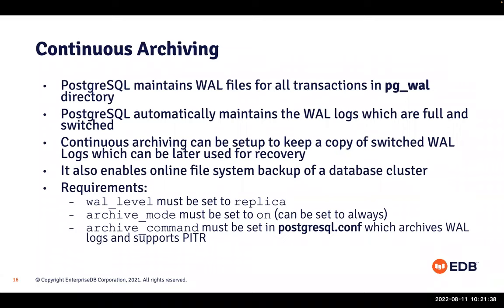This is the parameter which I have shown: wal_level should be replica, which will take your WAL replica copy. Then we have another, archive_mode, which should be on so that your archiver process will be enabled. By default it is off. I have already enabled it. There is off, on, or always, so you just have to make it on. And then we have archive_command.